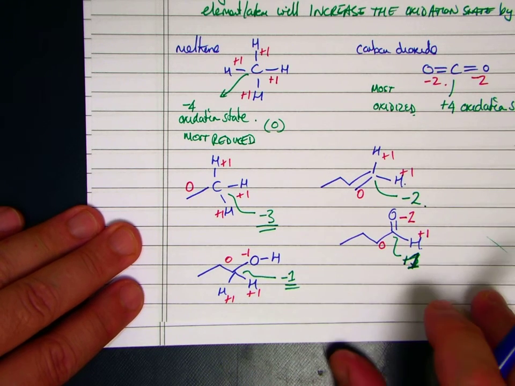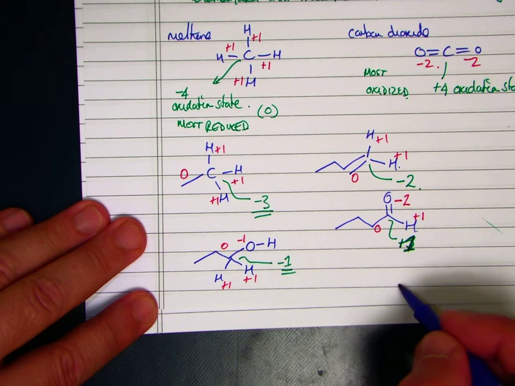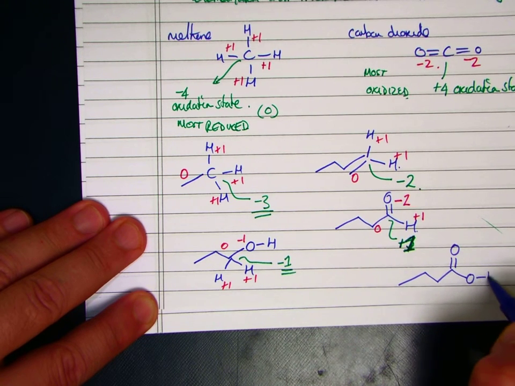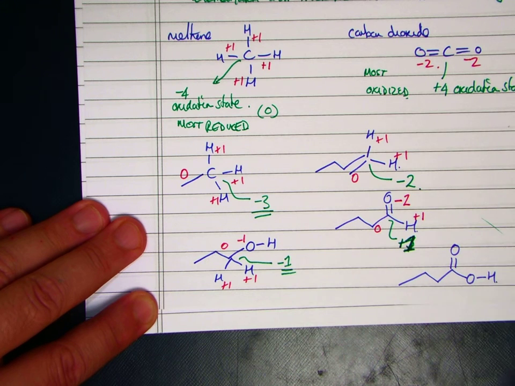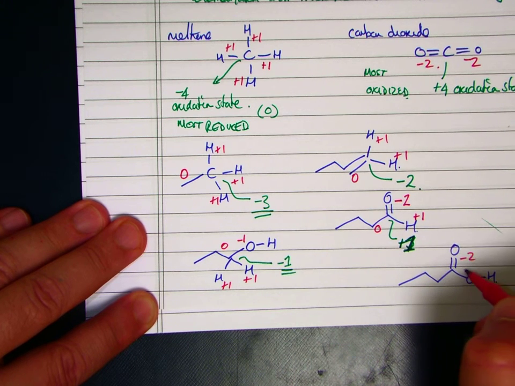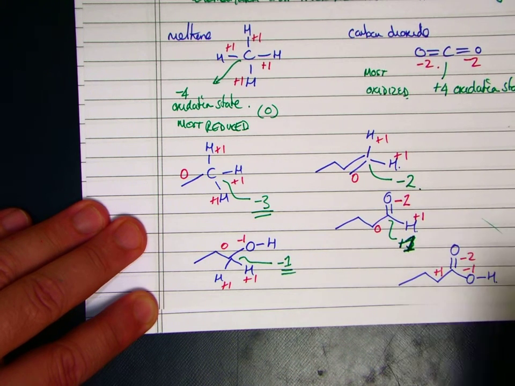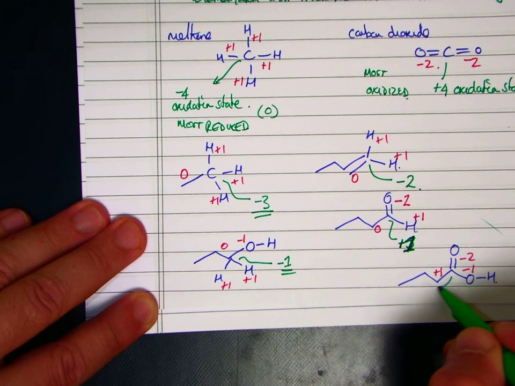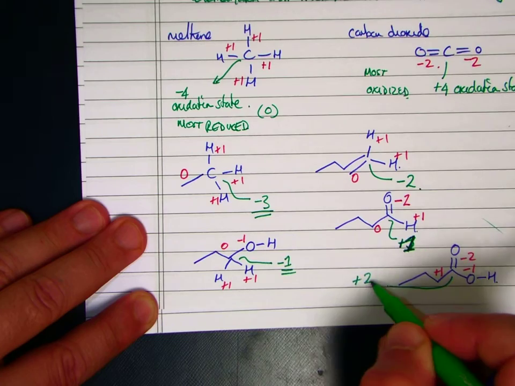And then finally, at the bottom, make sure I've got enough space. We look at our carboxylic acid. Here we have it. We have minus 2, minus 1, plus 1. So that makes this a plus 2 oxidation.